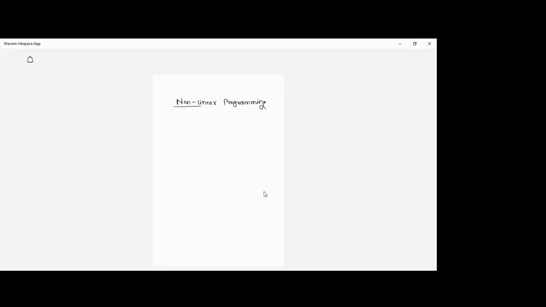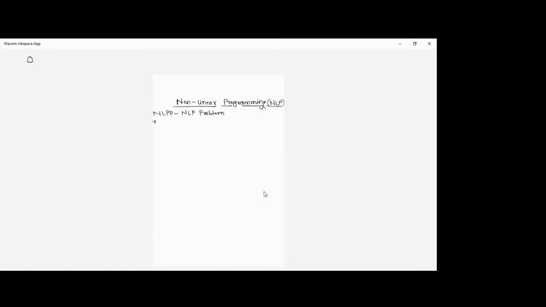So what is the definition of non-linear programming? It is normally called NLP. When it is written as NLPP, that means non-linear programming problems, right? So NLP and problem. Now, what is a non-linear programming problem? If in the objective function or in any of the constraints, you have got a non-linear equation, then that particular problem is called a non-linear programming problem.